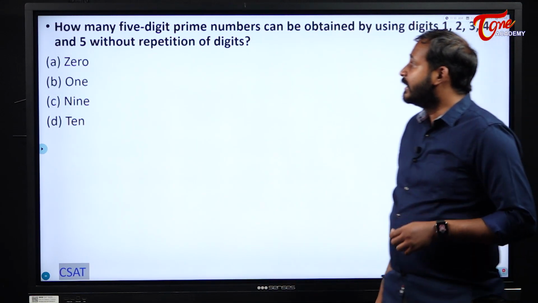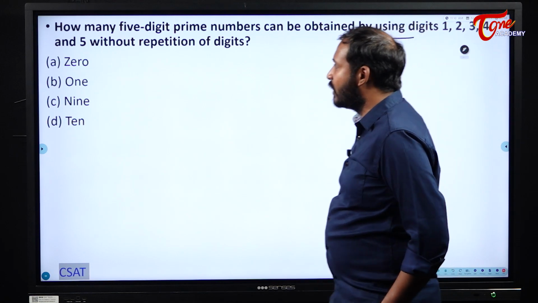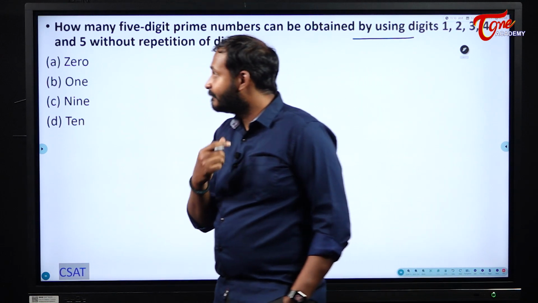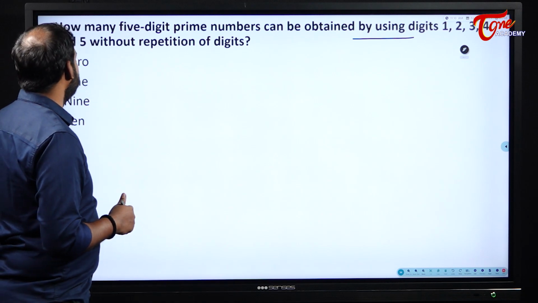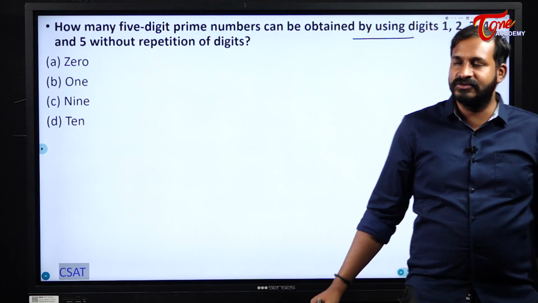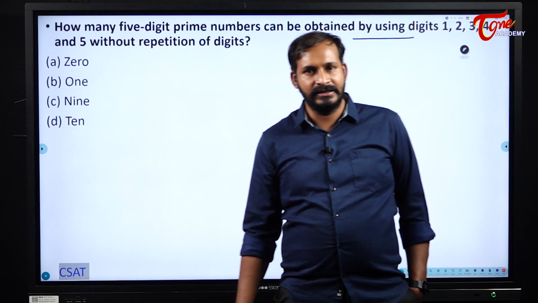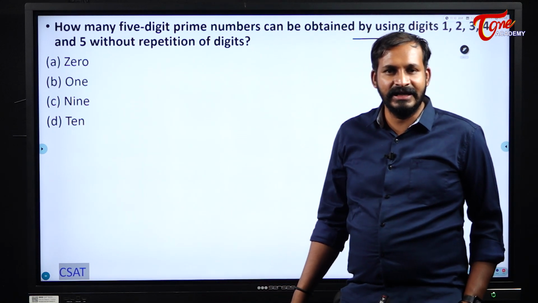Next problem. How many 5-digit prime numbers can be obtained by using digits 1, 2, 3, 4 and 5 without repetition of digits? This is the question. See here, students, first and foremost thing, whenever you see these type of questions, what should it form? A prime number, right? Generally try to solve it, whether we are getting a prime number or not.